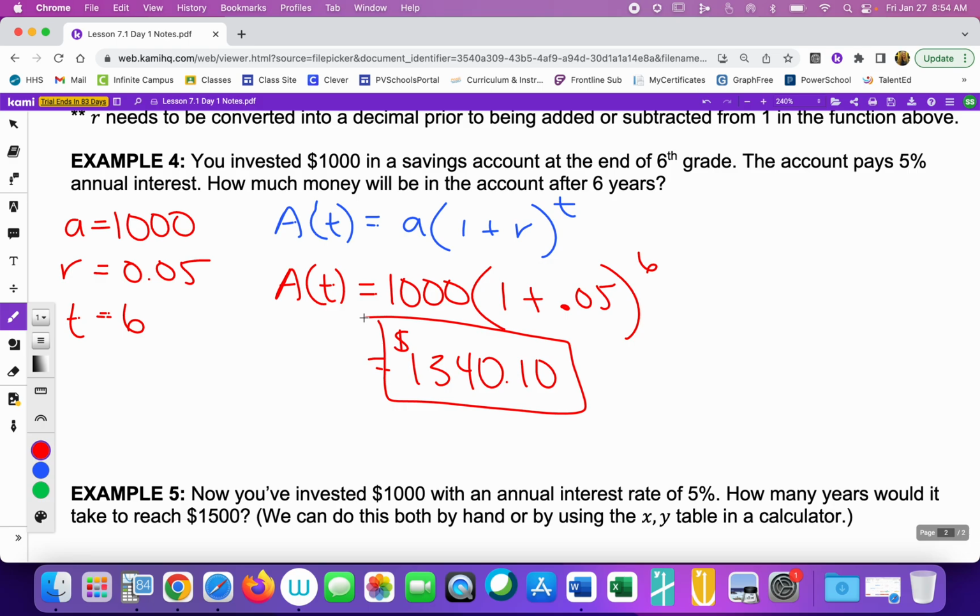Now, if it was decay, if it was talking about a car depreciating, then we would put a minus sign in there. That's the only difference. Okay. All right. Yeah. The minus sign with the plus sign is? Yes. So then it would look like 0.95 because you subtract 5% from 1.